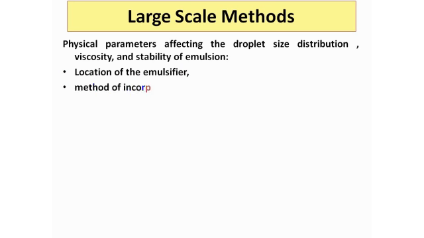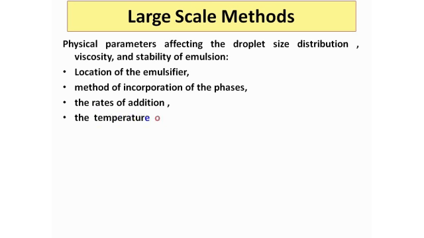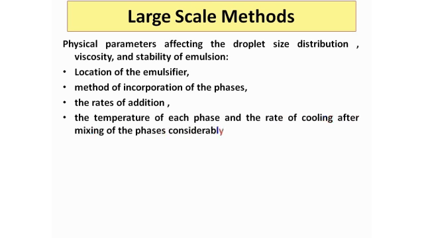Number two, the method of incorporation of the phases. Which method have we adopted for incorporation of the phases, either the wet gum method, the dry gum method, or an auxiliary method? The way of this method will affect the physical parameters of the emulsion. Moreover, the rate of addition, how fast we add the constituents to the emulsion, then the temperature of each of the phases and the rate of cooling after the mixing of the two phases also affect the quality of the emulsion.